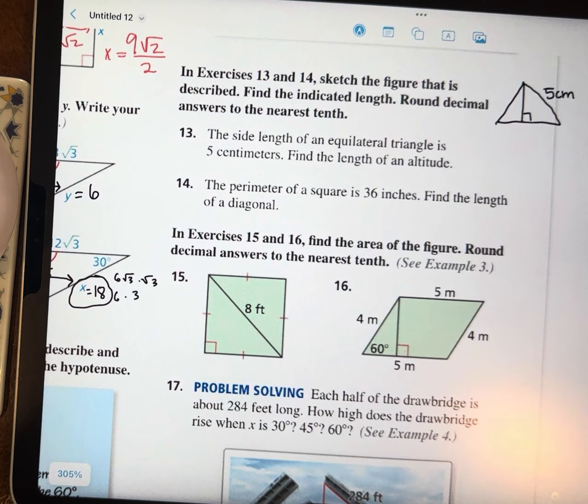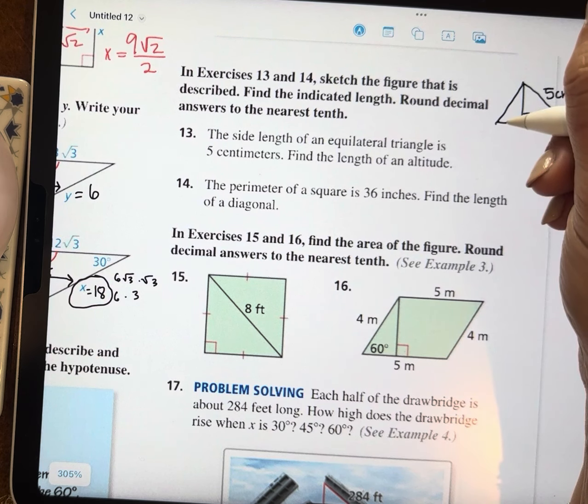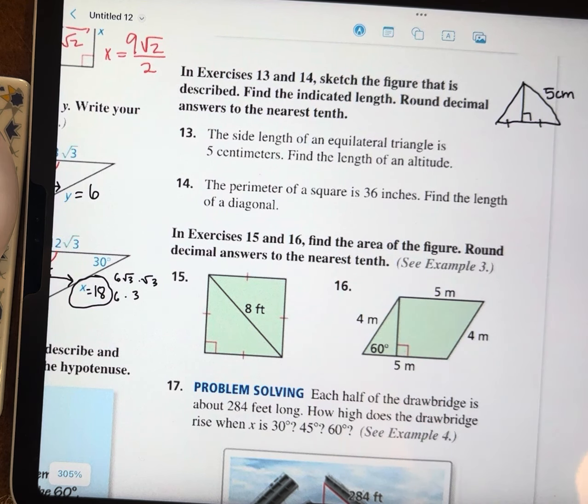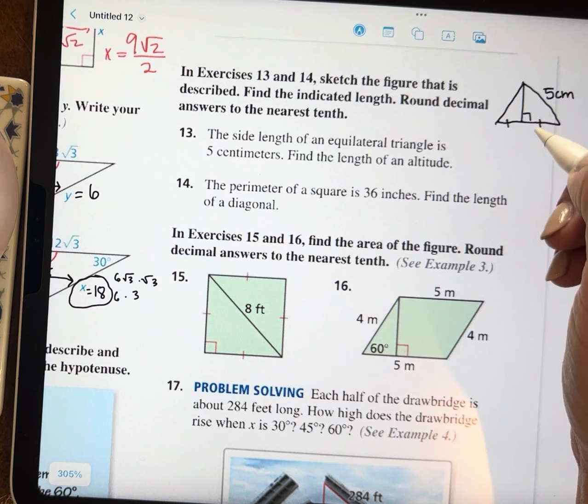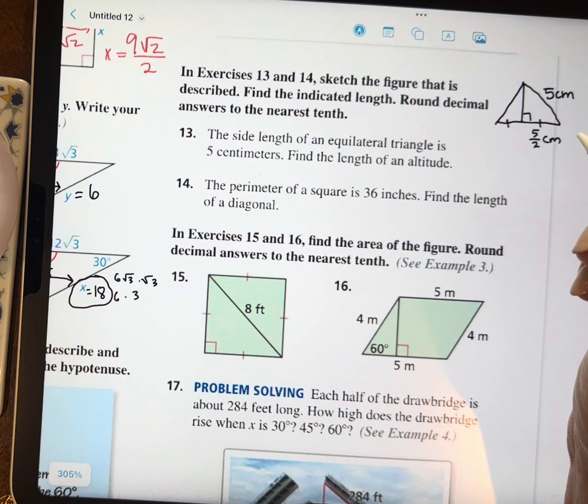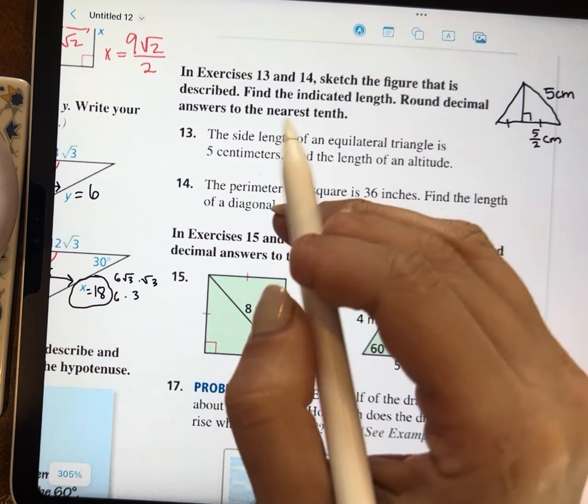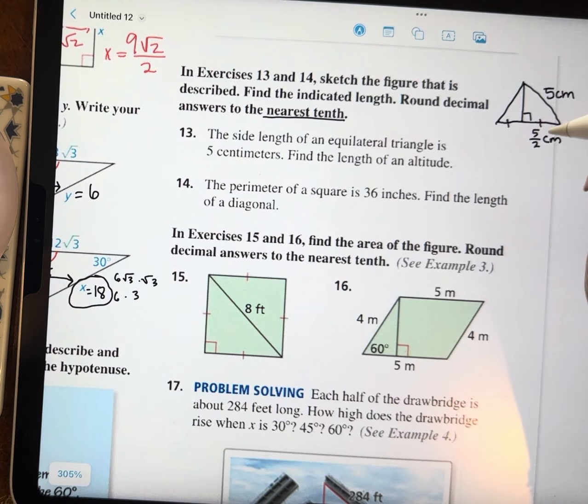I apologize. But we do know that in an equilateral triangle, the altitude is a perpendicular bisector. So this side is equal to this side. And if the whole thing was 5, this part is now 5 over 2 centimeters. Actually, they said to round to the 10th. So then we could also call this 2.5 centimeters. We don't really like decimals, so we're going to stick with exact answers.